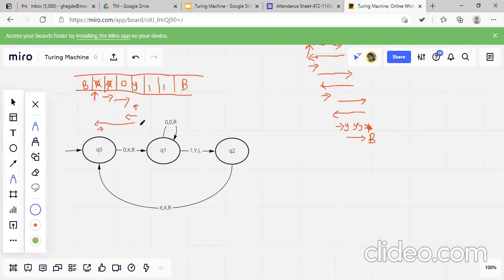Next I came to Q1. Q1 में मुझे जीरो मिला, I kept it as it is and I'm moving right. I may get this y also, है ना? Even this y has to be kept as it is, so I have to write even that here. If we get any y, keep that y as it is and move right.